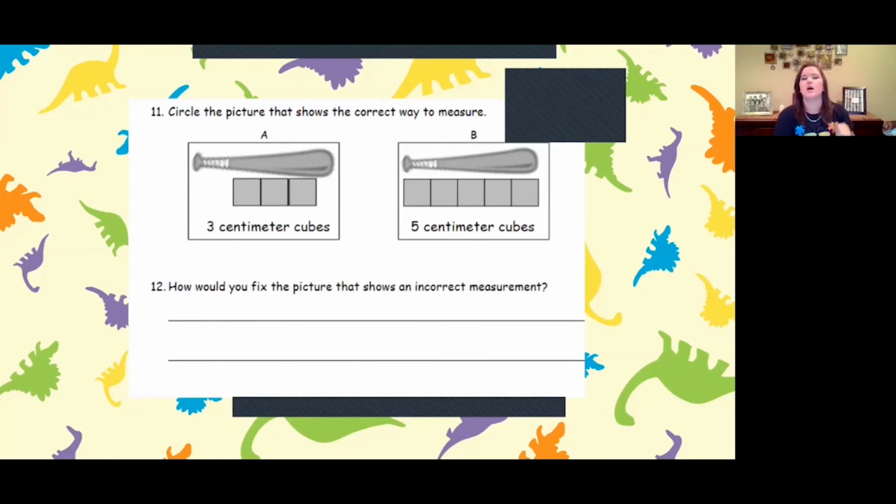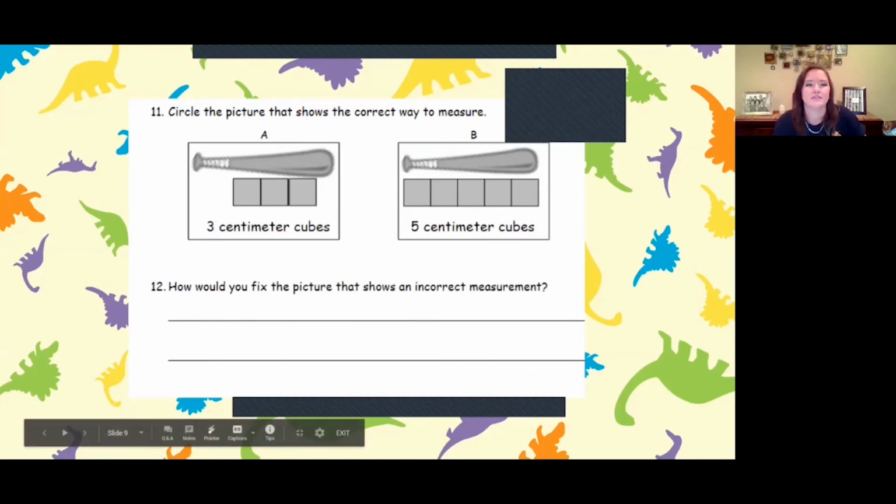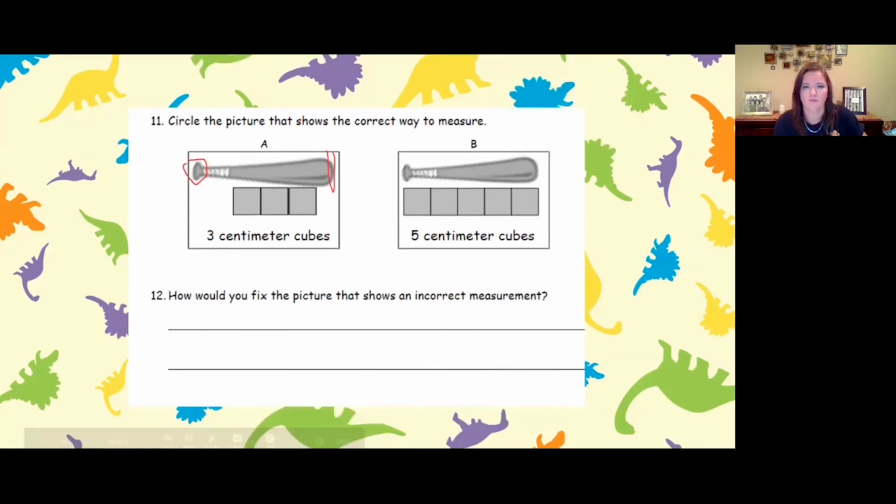Our endpoints. So let's double check it. I see an endpoint right here, ooh, right here, and I see an endpoint right here. So now we've got to ask ourselves, are these cubes right here matching up with an endpoint, either of them? No. So is this going to be the most accurate measurement? No. Nice job.